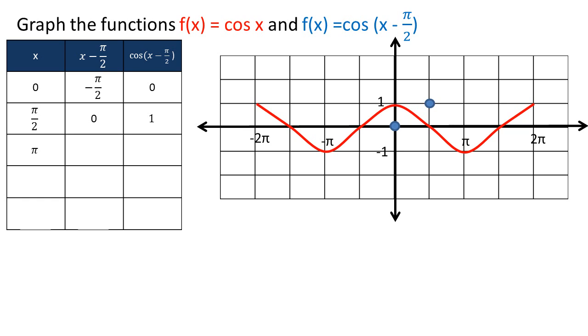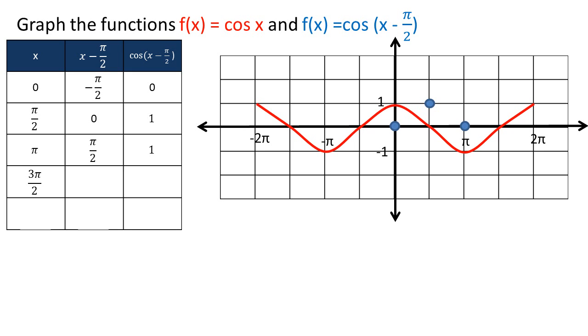Then I put in pi. Pi minus pi over 2 is pi over 2. The cosine of pi over 2, we can see right here, is 0. But my point is pi, 1. Sorry, that should be 0. This should be a 0 right here. Make that note. I'm not going to change it. This should be a 0.